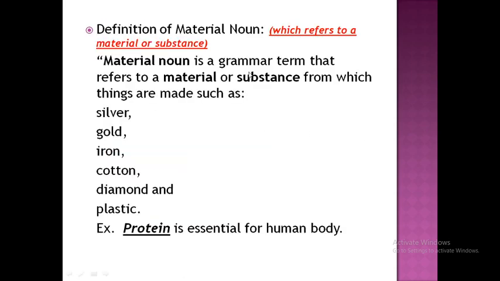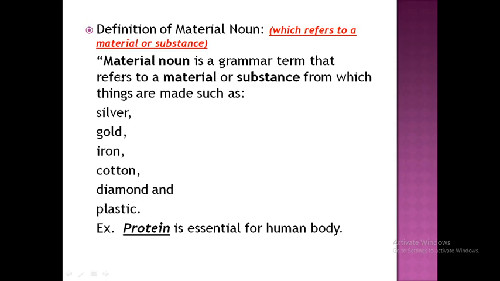Material noun, how simple it is. With its name, it is quite clear. Material means which refer to a material or substance. Substance का मतलब हिंदी में होता है पदार्थ, और material का मतलब होता है कोई भी धातु या वस्तु. So all the things which we do refer as material or substance, those all are material noun. The same definition is written here on this slide.